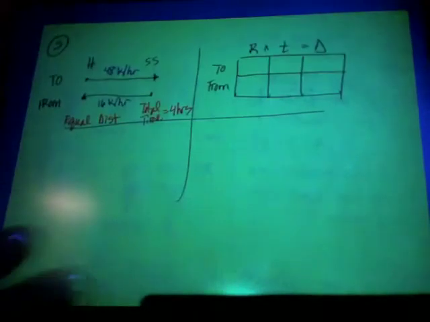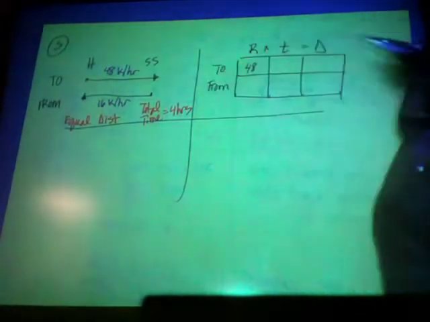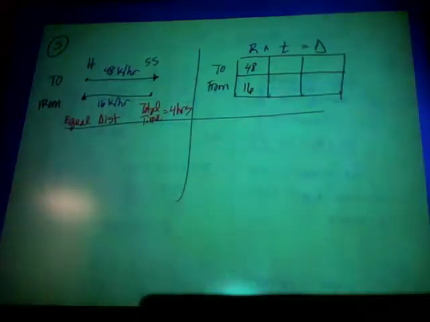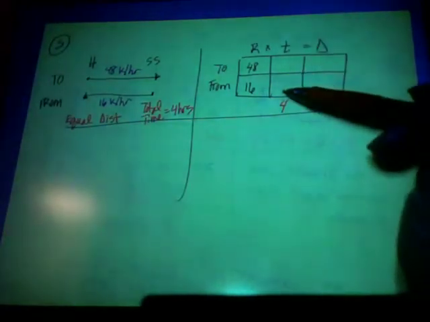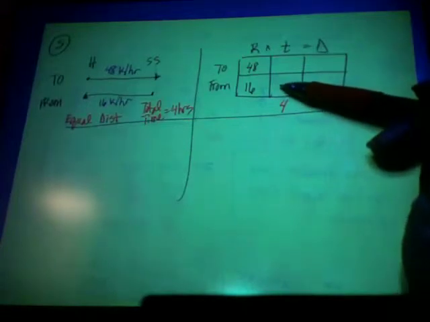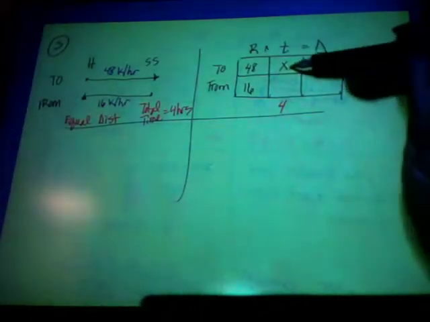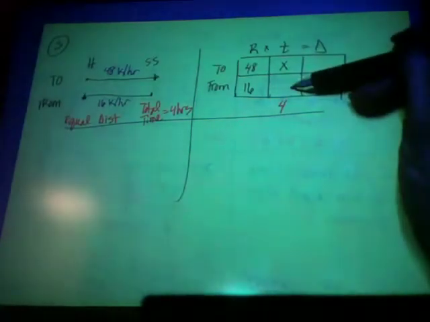I still have rate times time equals distance. We know our rate to the service station was 48 kilometers per hour. Our rate from the service station was 16. I know that my total time is 4 hours, so that total time goes here at the bottom of this. I don't know how long it took to go to or from. That's our unknown, isn't it? So if I were you, I would assign, it doesn't matter which one, x here or here. If this is x hours, what's this one going to be? Let me just tell you, what if this were 1 hour? How would you know what this is?